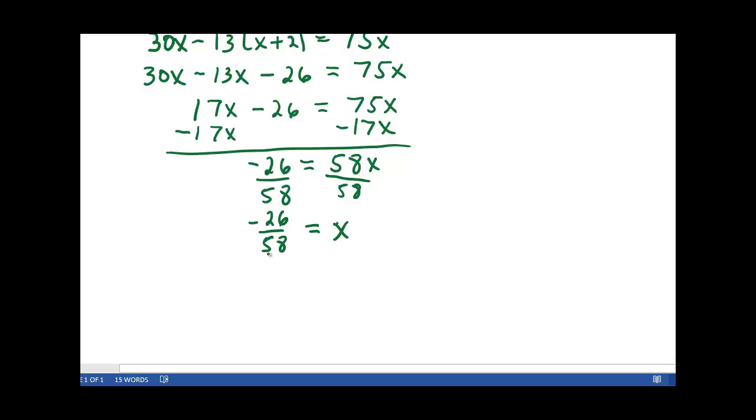I can reduce this because they have a common factor of 2. So I'll divide 2 out of negative 26 and 2 out of 58. So negative 26 divided by 2 is negative 13, and 58 divided by 2 is 29. So my answer in simplified or reduced form would be x equals negative 13 over 29.